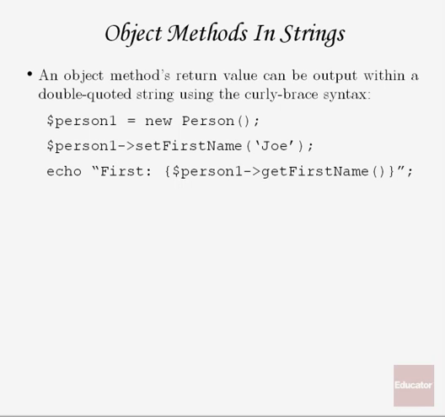And the way you do that is using the curly brace syntax. So let's say we define a person object, variable person1. We're going to define it as a new instance of the person class. We're going to use that setter we defined. We're going to set its first name to Joe, and then we want to output the first name. Well, if we want to output the value that the getFirstName method on the person1 object returns, we simply call the method using our normal method calling syntax and just enclose it within curly braces within our double quotes.